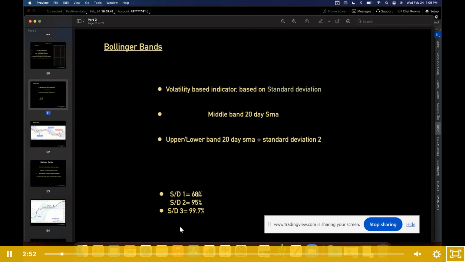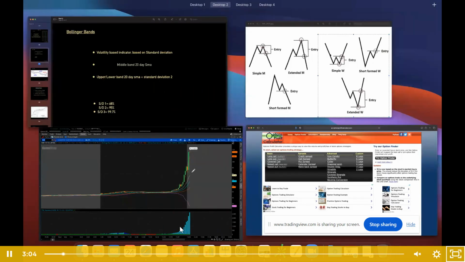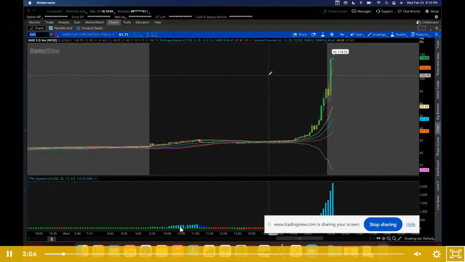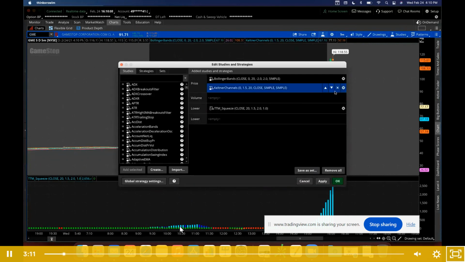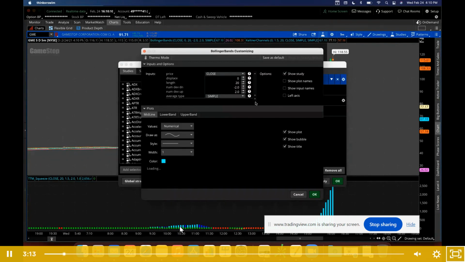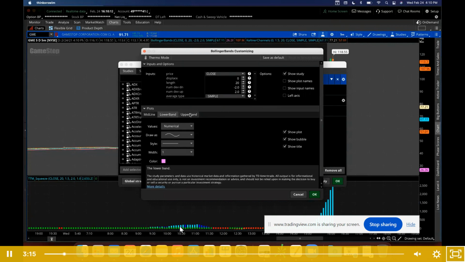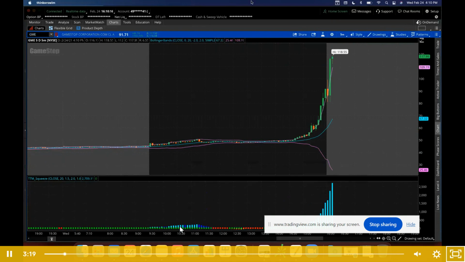Standard deviation of 1, which is 68%, right? So the middle band is the 20-day simple moving average by default. The upper and lower bands use the standard deviation. There's standard deviation 1, standard deviation 2 positive, and then standard deviation 2 negative. Let me just change the lower band and upper band to the same color so you guys can see it.